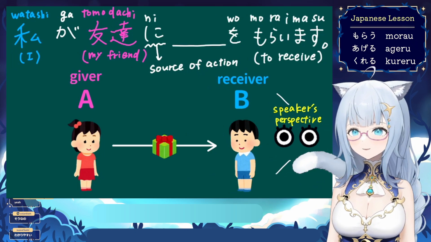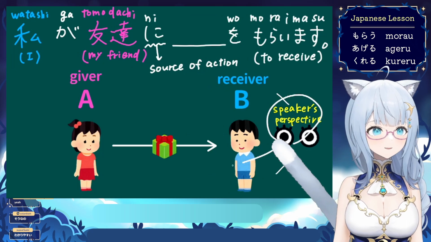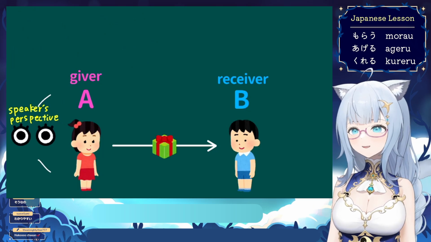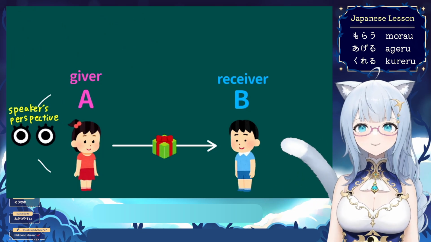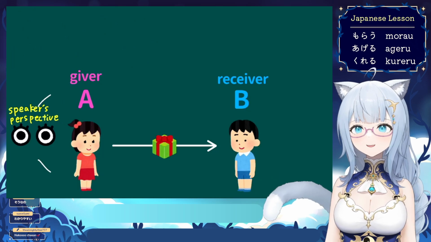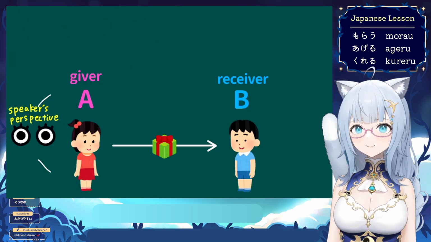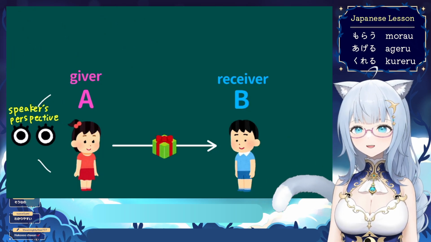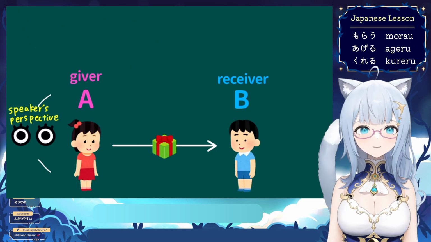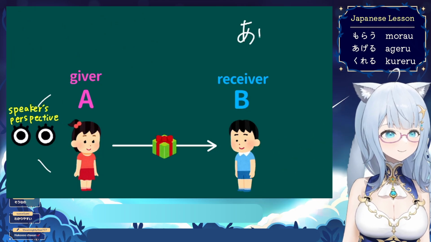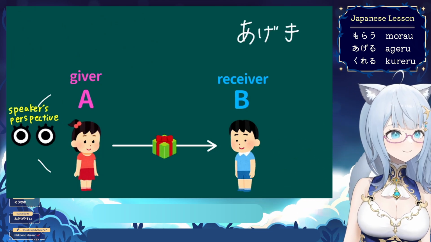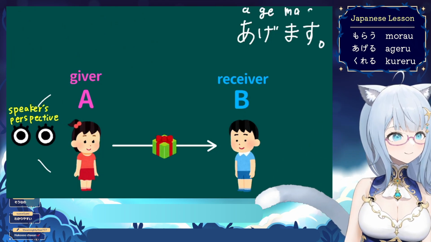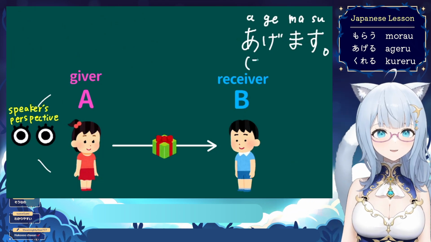I give ice cream to my friend でしょ? Because the speaker is A side. Speaker's perspective is left side, giver side. So side A. When the subject is A, the subject is a giver, and the verb is to give. Speaker's perspective is also giver side. So あげます。あげます, to give.